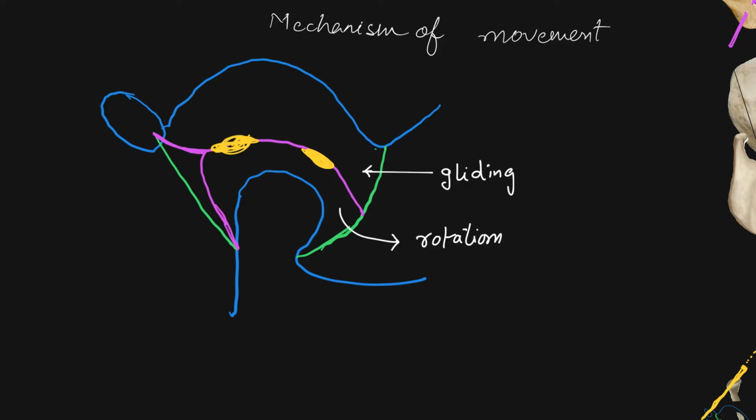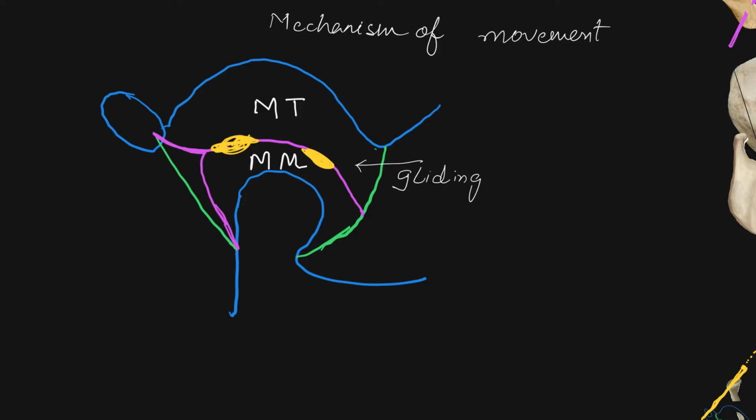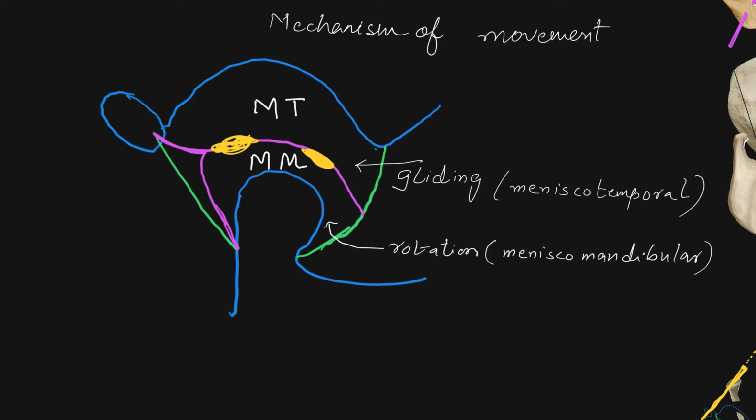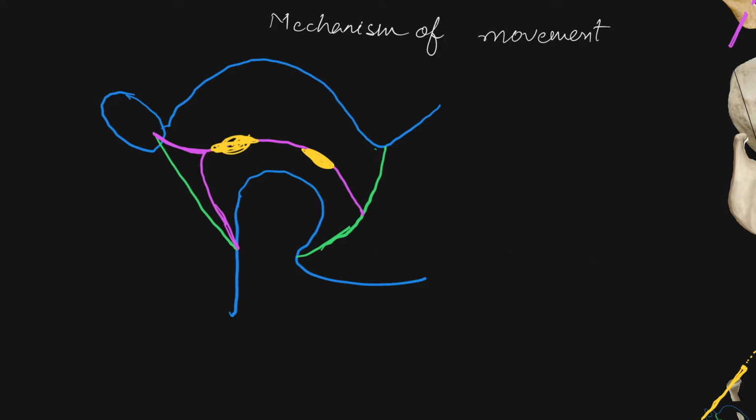Here we find the gliding type and rotation type of movement. The gliding type of movement is done in the upper compartment, that is the meniscotemporal compartment. And the rotatory type of movement is done in the meniscomandibular compartment. There are two types of rotation, meaning the rotation is done at two axes.